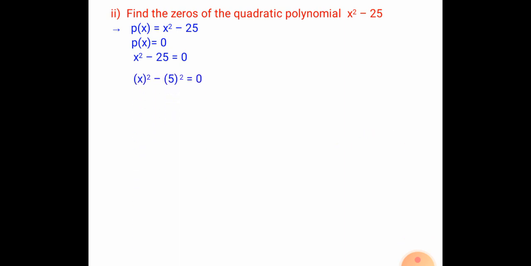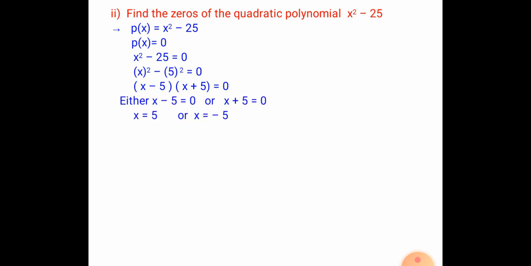But if you see, 25 can be written as 5 square. So your step will be x square minus 5 square equal to 0. You can use here the identity, x minus 5 times x plus 5 equal to 0. Now you have to say both these factors are equal to 0, that is x minus 5 equal to 0 and x plus 5 equal to 0. So you get the answer x equal to 5 or x equal to minus 5. These are your two zeros of the given polynomial.